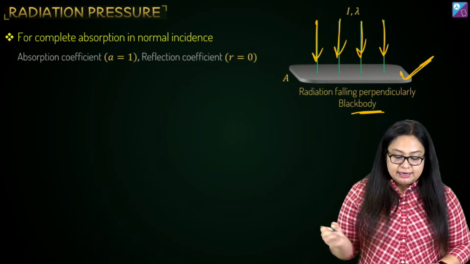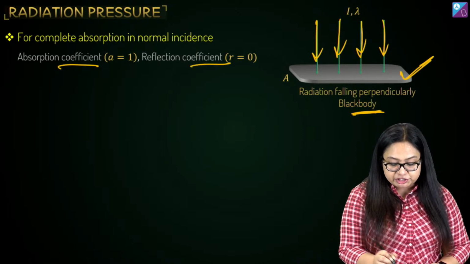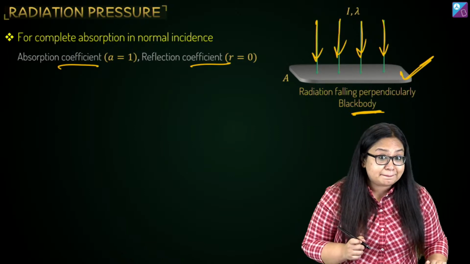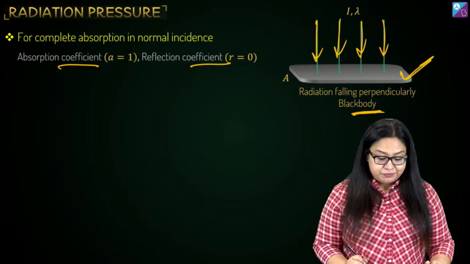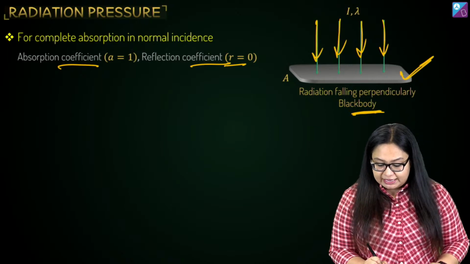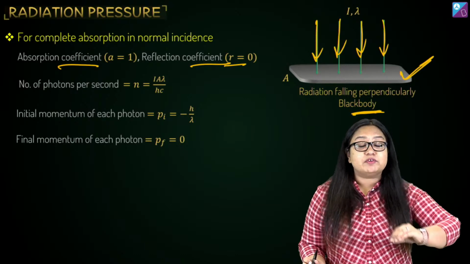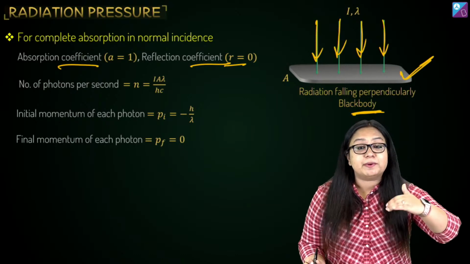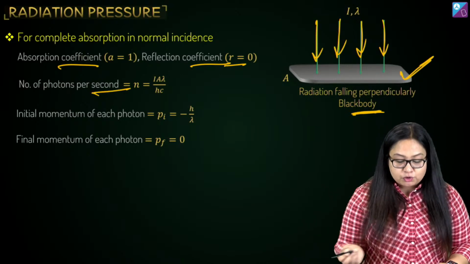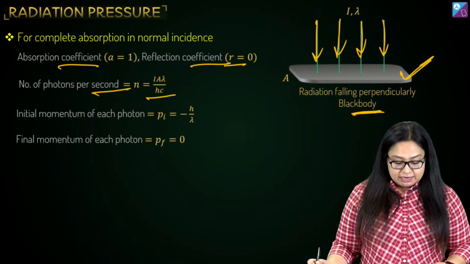Let's calculate that. If this is a black body, we understand that the absorption coefficient is equal to 1 and the reflection coefficient is equal to 0. Absorptivity and reflectivity. You remember that? Yes, that's what we're talking about over here. So if absorptivity is equal to 1 and reflectivity is equal to 0, the number of photons falling per second will give you the amount of momentum per second falling on it. The number of photons per second, we have already calculated, is equal to I A lambda divided by hc.